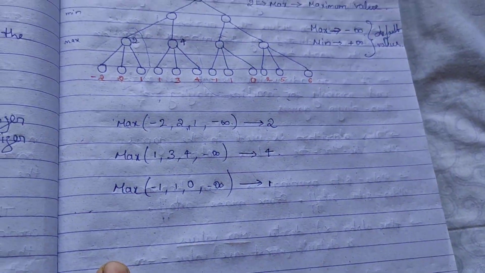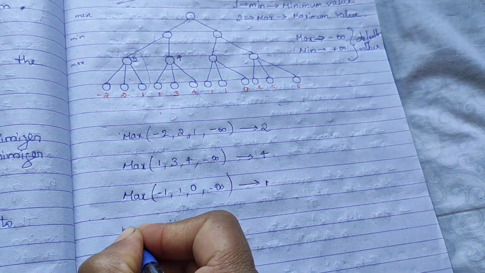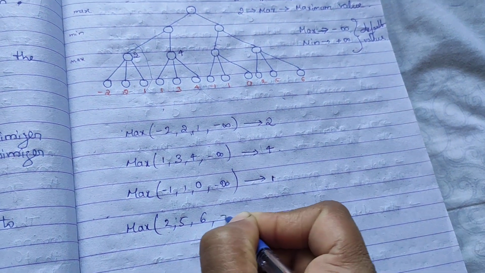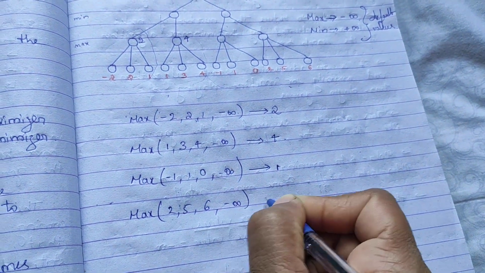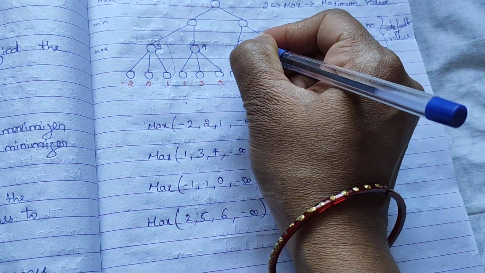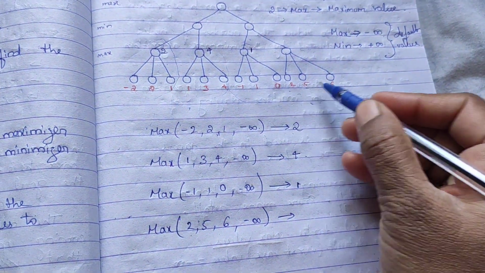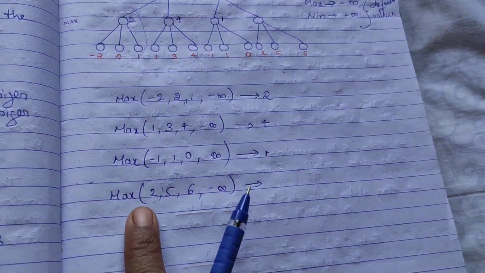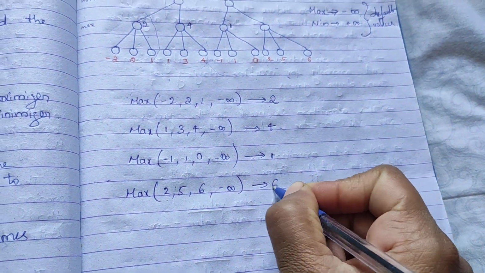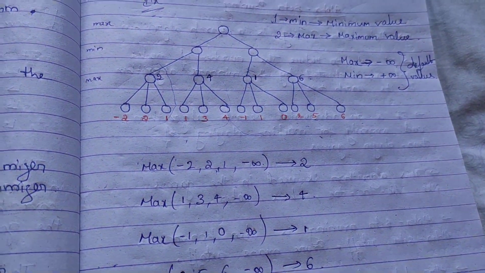the maximum value. Again in this branch, what do we have to consider? The maximum value for 2, 5, 6 and minus infinity. For this branch, 1 is the maximum value. For this branch, which is the highest of 2, 5, 6, minus infinity? Definitely 6 is the maximum value. So for this, 6 is the maximum value.